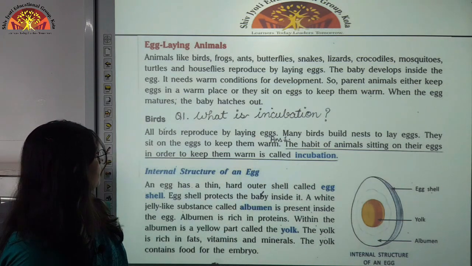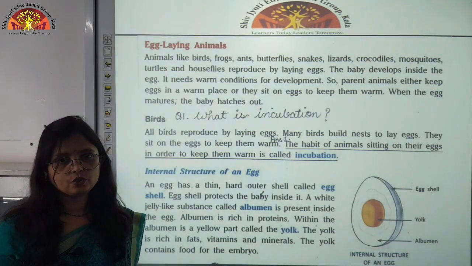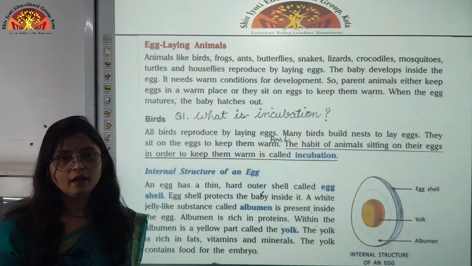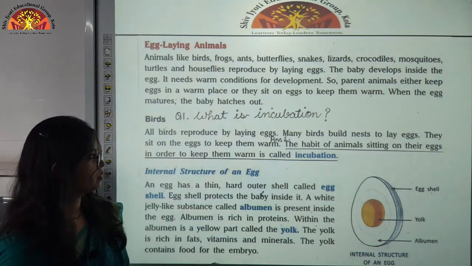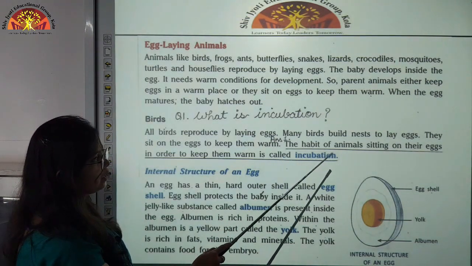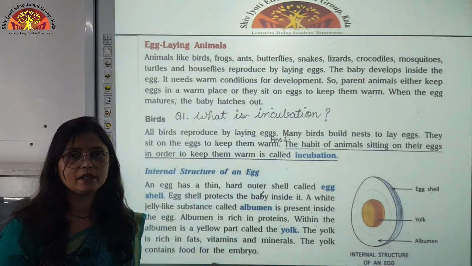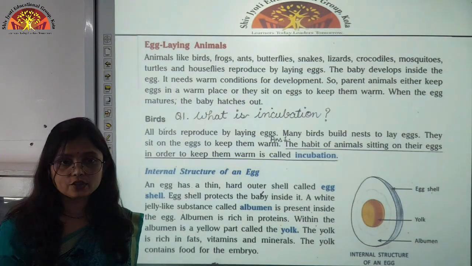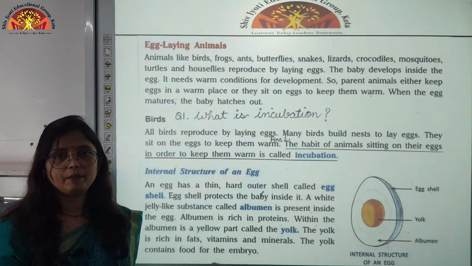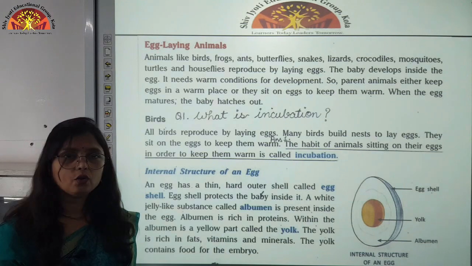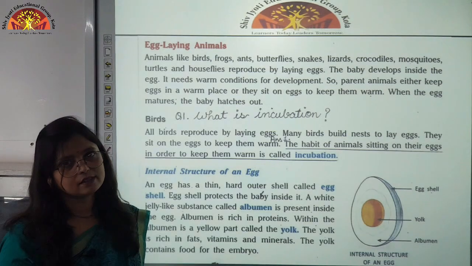So children, here birds reproduce by laying eggs. They build nests to lay the eggs so that their eggs can be protected inside their nest. Now they sit on those eggs to keep them warm. Now this habit through which animals sit on their eggs to keep them warm is called incubation. Incubation here means preparing the eggs to hatch out the babies, okay. The animals are preparing their eggs so that a baby can come out of it. And how do they do it? By keeping them warm. So here there is one internal question. So children, let's write the internal question.